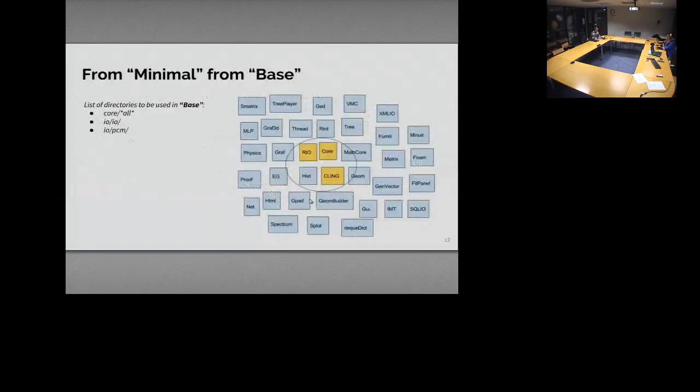So about base, what is base for us? In root there was an existing option called root minimal, which I drew here in blue. It is actually all the libraries and modules proposed by minimal, which is not really a minimal root. So we decided that the core part of root is really core, RIO and Cling in this case, and here you see the list of directories that are used for the base.